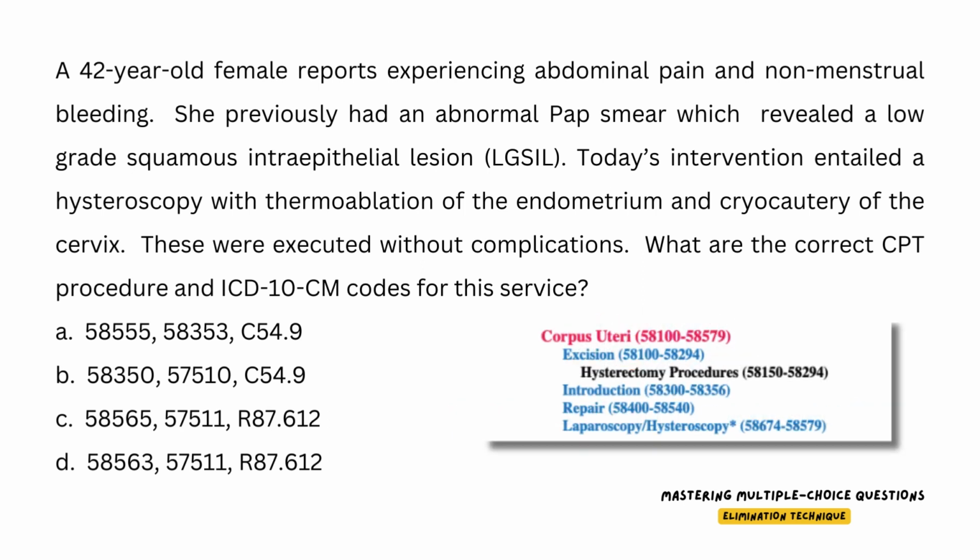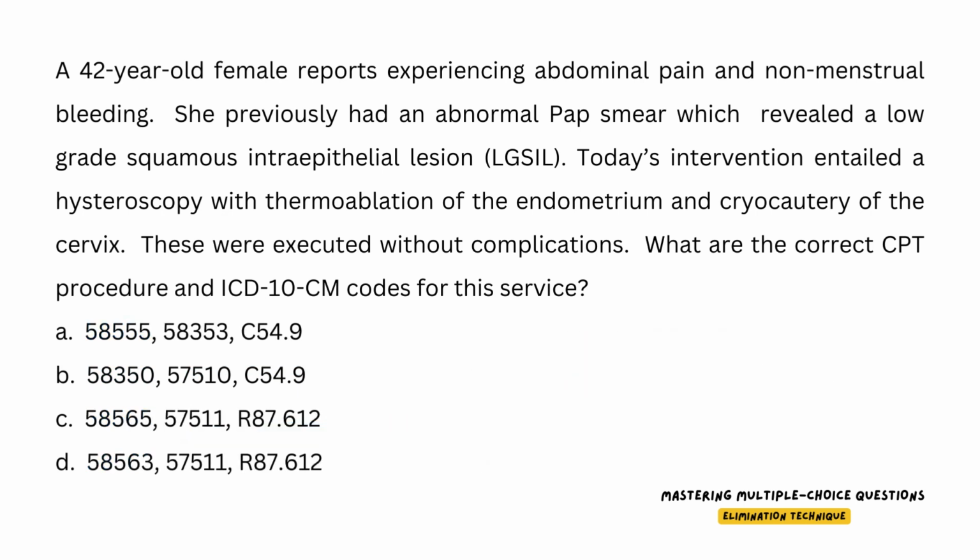The first code of each of the answer choices presents us with either a 583 or a 585 code. These codes fall within the range of procedures performed on the corpus uteri. The initial difference amongst the choices has us comparing the codes at the third digit, where a 583 code would be an introduction procedure, while the 585 codes presented would be under laparoscopy or hysteroscopy. In the scenario, it is mentioned that the approach employed to perform the procedures is by scoping. Any procedure whose approach is other than that will not be appropriate to report.